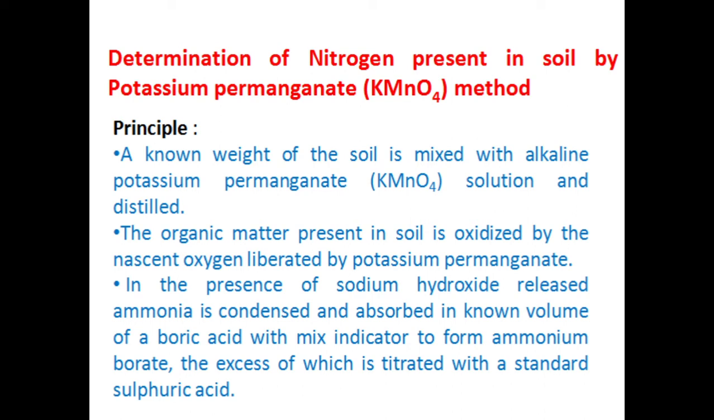NH3 is a base and it is absorbed in boric acid with mixed indicator to form ammonium borate. Ammonia is converted into ammonium borate. So what happens? The nitrogen is converted into ammonia, and the ammonia is converted into ammonium borate, the excess of which is treated with standard sulfuric acid.